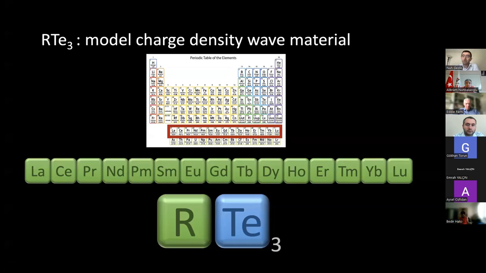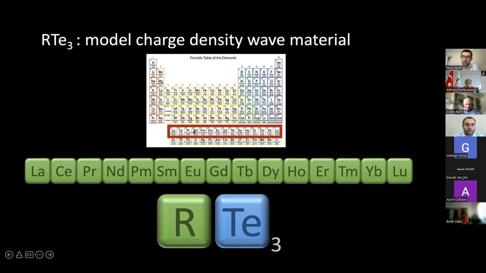I told you that I was going to talk about lanthanum tritelluride. This is actually a member of a broader family, rare earth tritellurides. Rare earths are this row of the periodic table. When these elements make a compound with tellurium, it takes this form, rare earth tritelluride. It could be lanthanum tritelluride, it could be cerium, neodymium, etc.